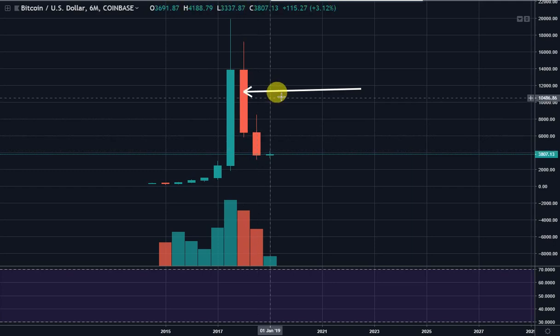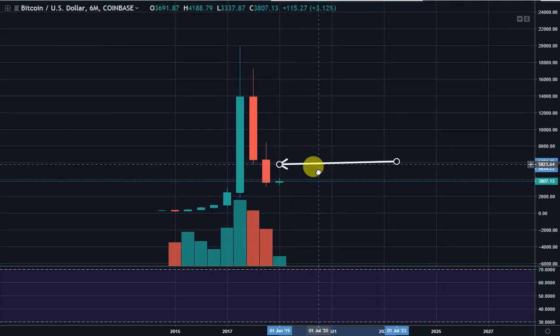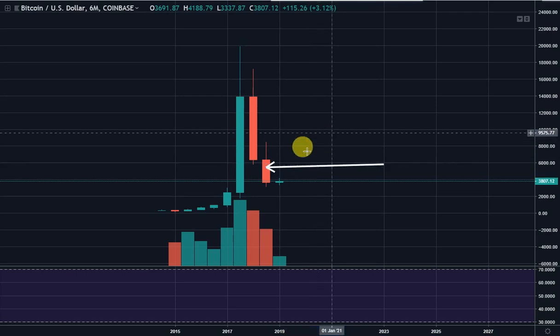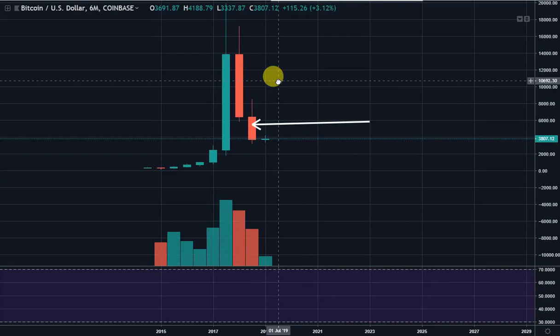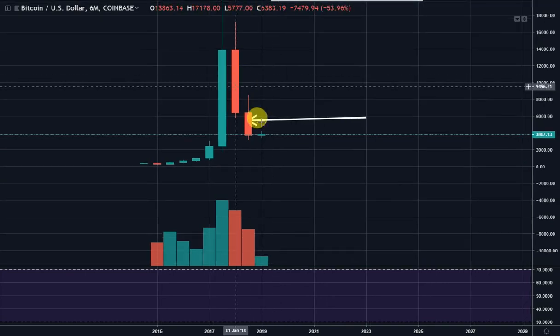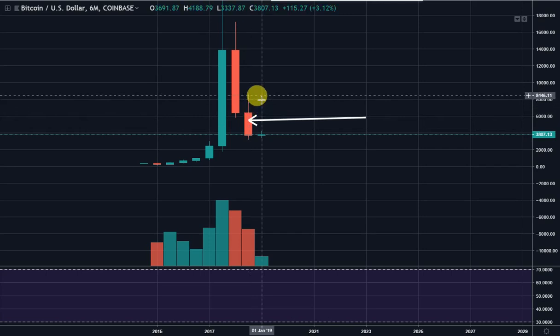Now if you notice here, this candle now is the exact same copycat, only a smaller candle, of this candle. It's a very weak candle. It's a poor candle. It's a seller's candle. It's a sign that the sellers are still too strong for this market to reverse.